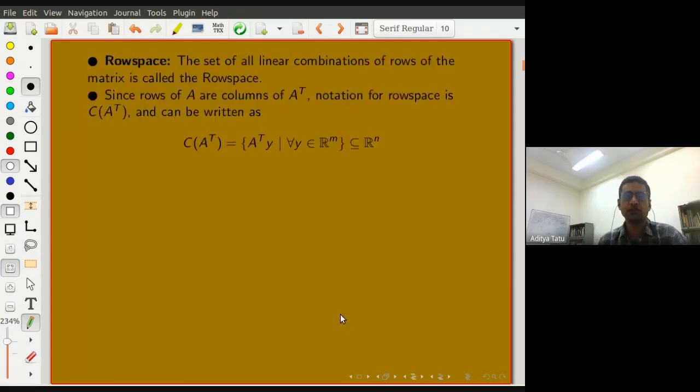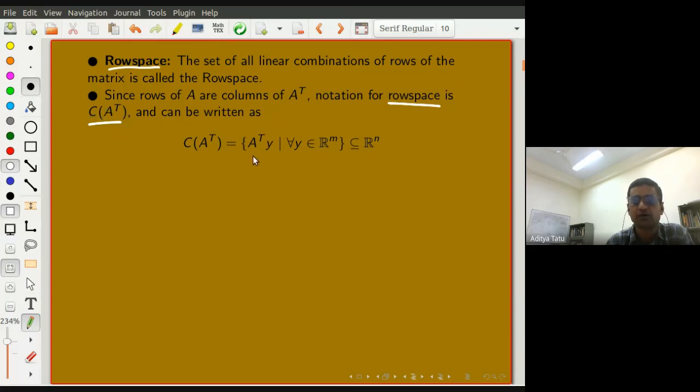And then in the last tutorial, we also introduced the concept of row space. It's nothing but the set of all linear combinations of rows of the matrix. The notation is interesting in the sense that you want to represent the set of all linear combinations of rows of A, but remember rows of A are nothing but columns of A transpose. So we are basically looking at the set of all linear combinations of columns of A transpose, and that is nothing but the column space of A transpose. So that is how the notation of row space can be seen, C of A transpose.